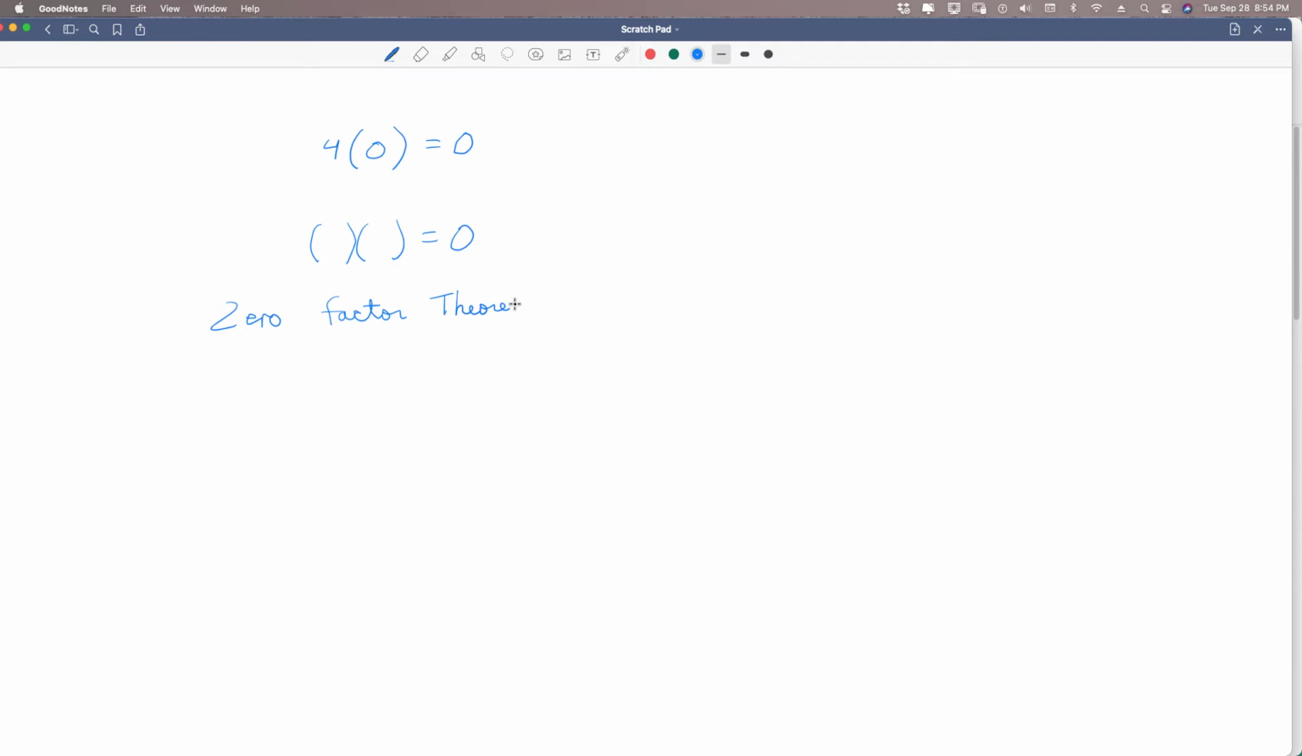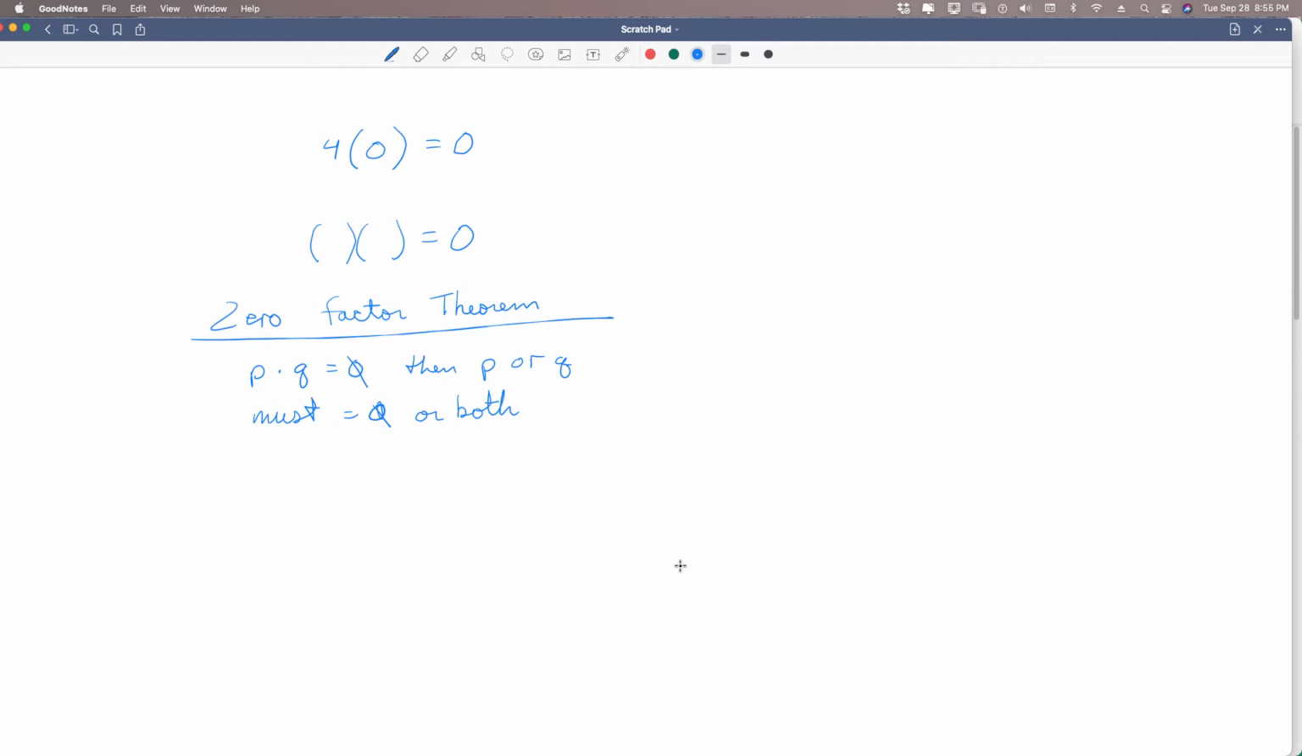And it states that if P and Q are real numbers, and P times Q equals 0, then P or Q must equal 0, or both. One or the other, or both of them have to equal 0.